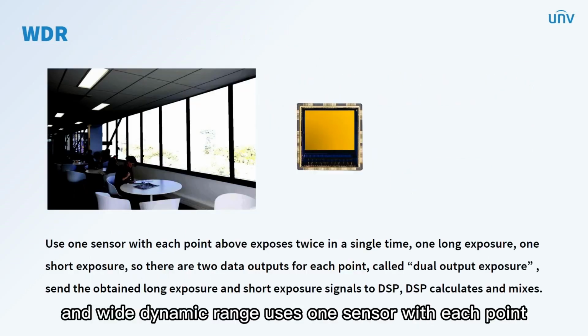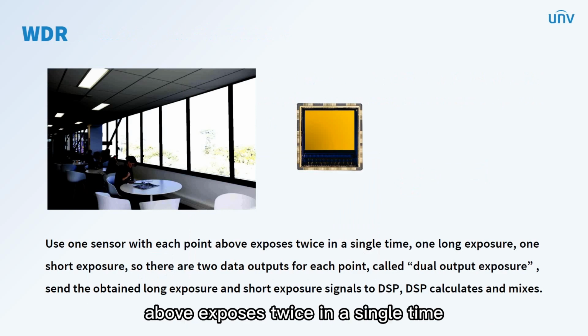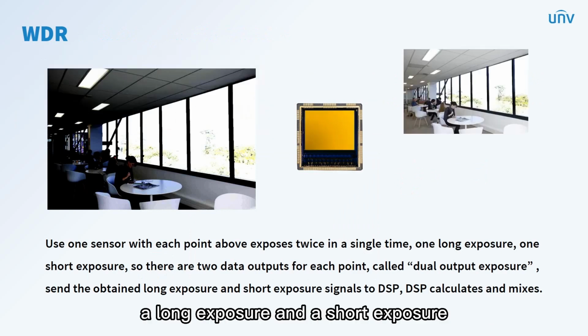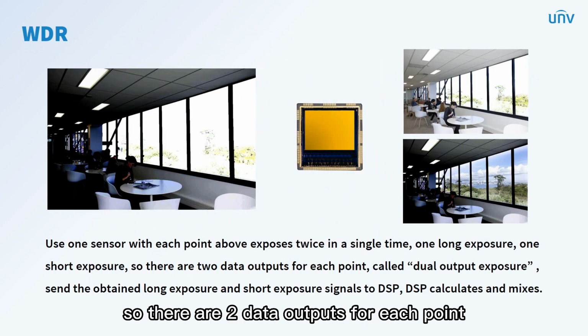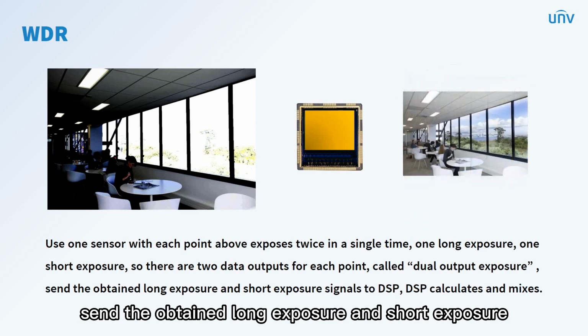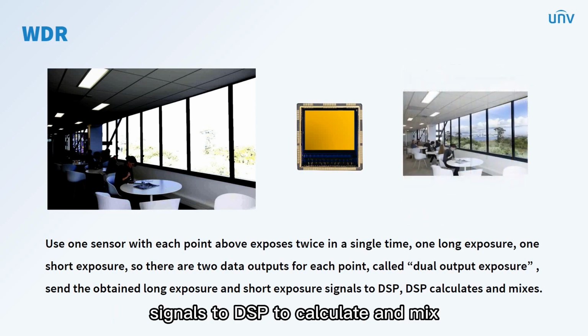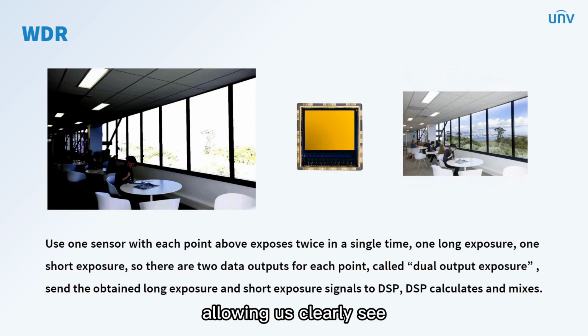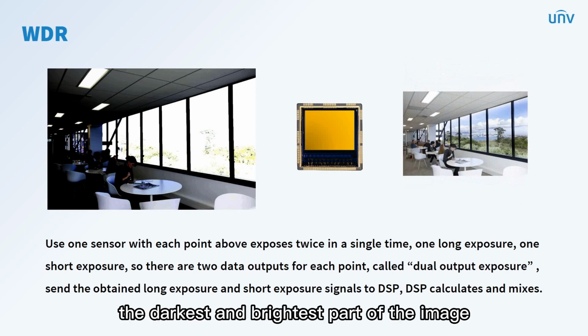And wide dynamic range uses one sensor with each point exposed twice in a single time: a long exposure and a short exposure, so there are two data outputs for each point, called dual output exposure. The obtained long exposure and short exposure signals are sent to the DSP to calculate and mix, allowing us to clearly see the darkest and brightest parts of the image.